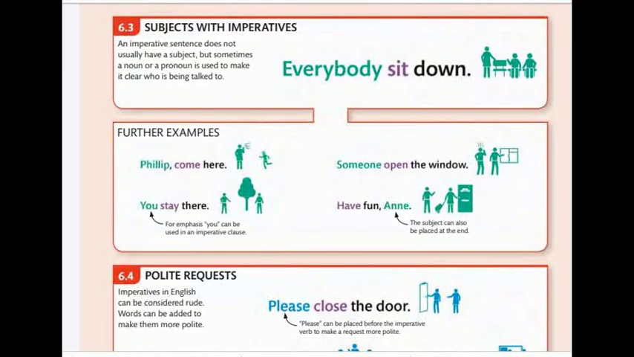6.3 Subject with imperatives. An imperative sentence does not usually have a subject, but sometimes a noun or pronoun is used to make it clear who is being talked to. Everybody sit down. Examples: Philip, come here. You stay here. For emphasis, you can be used in an imperative clause. Someone open the door. Have fun, and the subject can also be placed at the end.